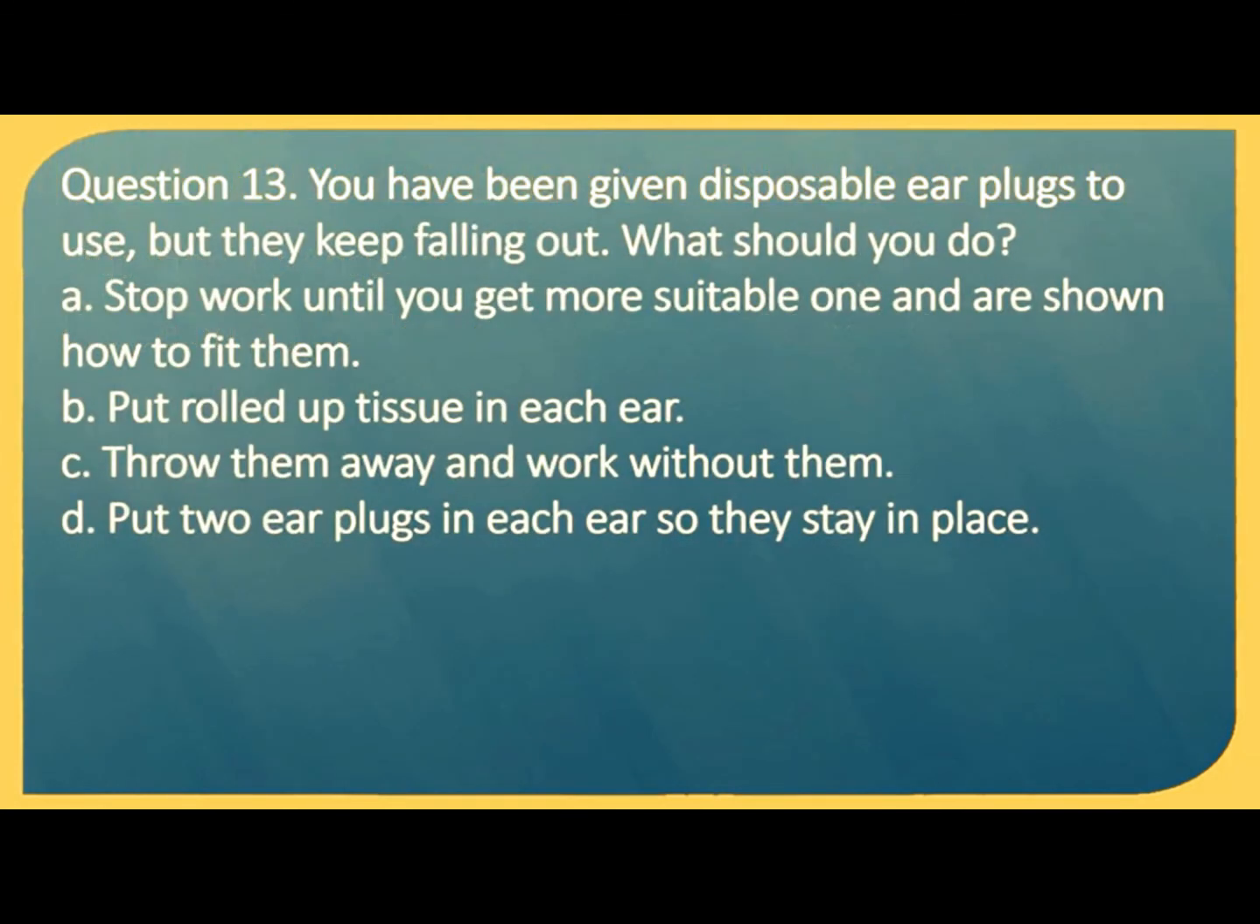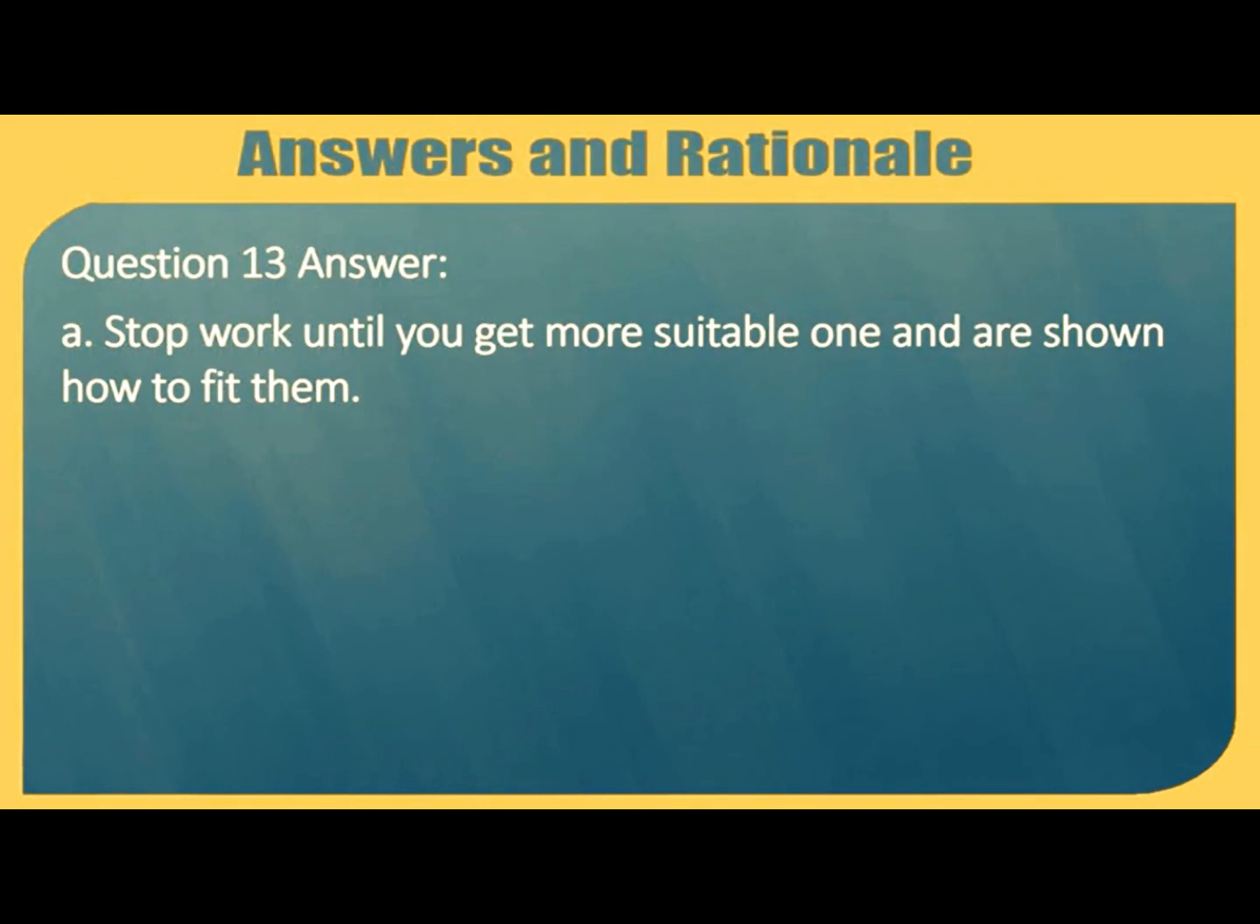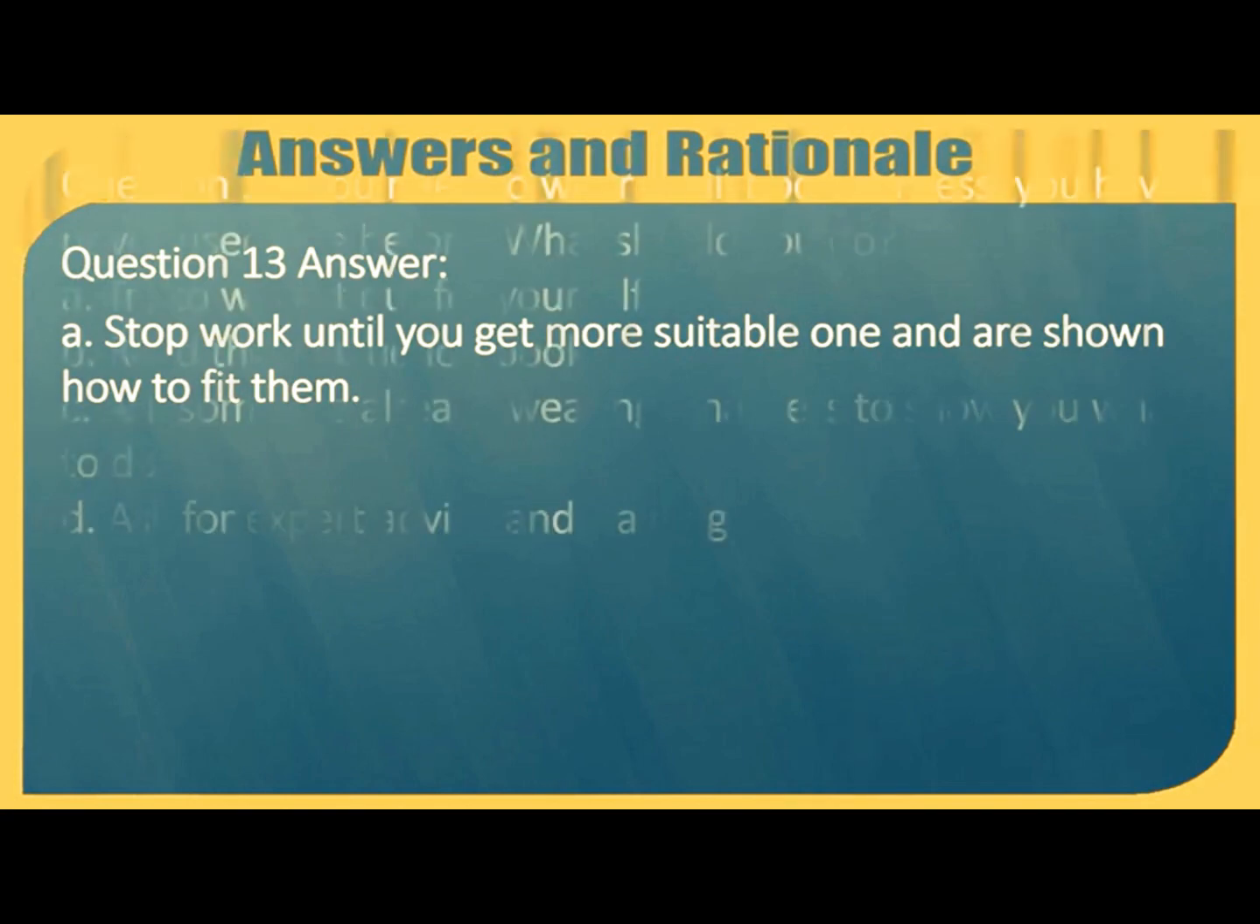Question 13. You have been given disposable earplugs to use, but they keep falling out. What should you do? A. Stop work until you get more suitable ones and are shown how to fit them. B. Put rolled up tissue in each ear. C. Throw them away and work without them. D. Put 2 earplugs in each ear so they stay in place. Question 13. Answer: A. Stop work until you get more suitable ones and are shown how to fit them.